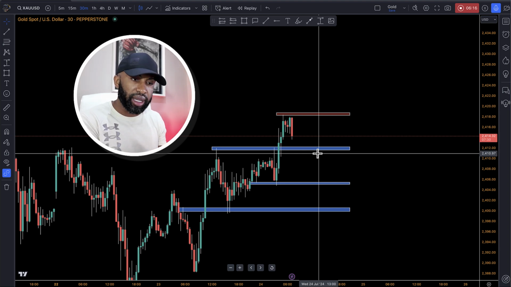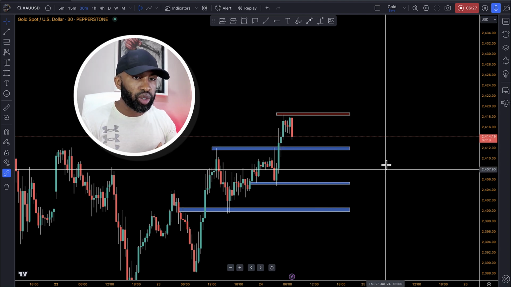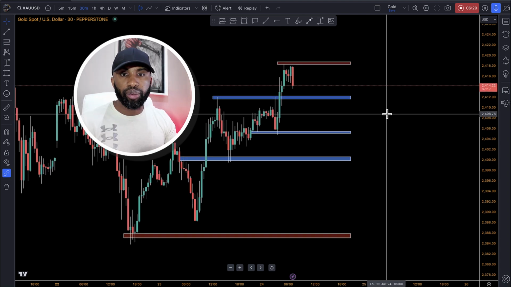Please don't follow them blindly. Do not follow them blindly. You need to observe and get the right confirmation before you decide when to enter the trade or not. But these are my zones. These are the areas I'm watching out for trades for today, and that will be good for today.